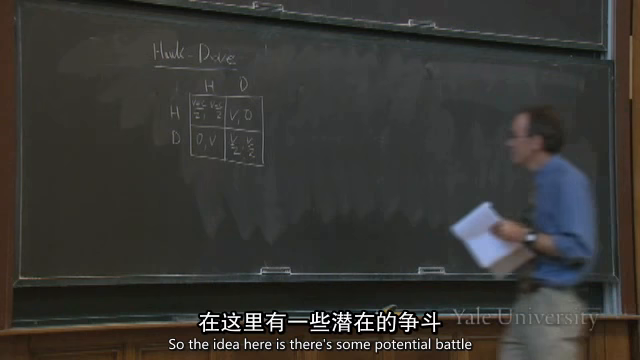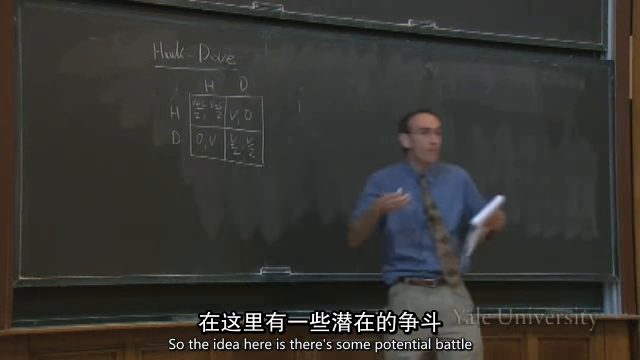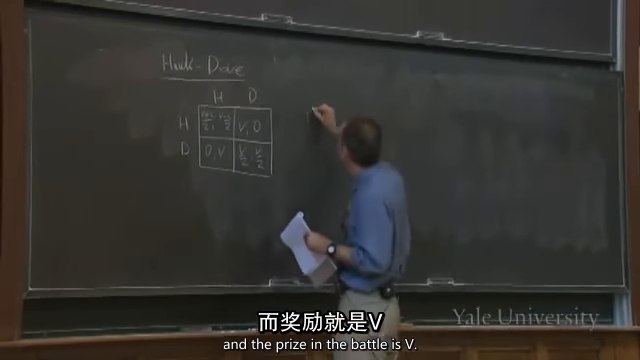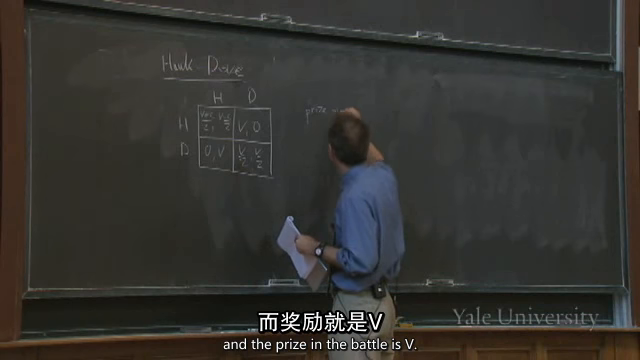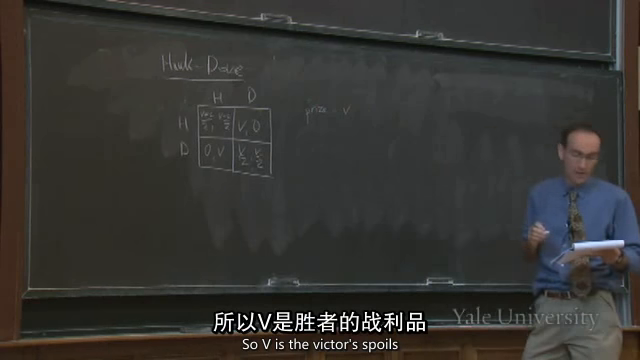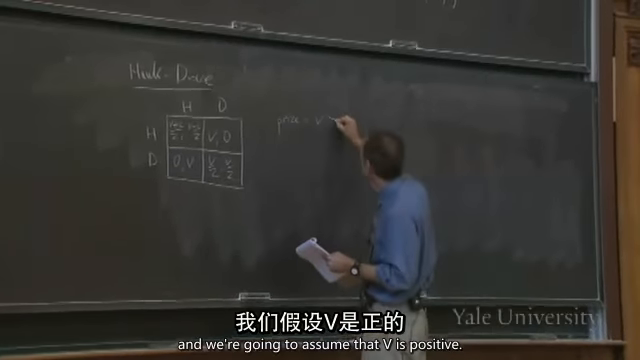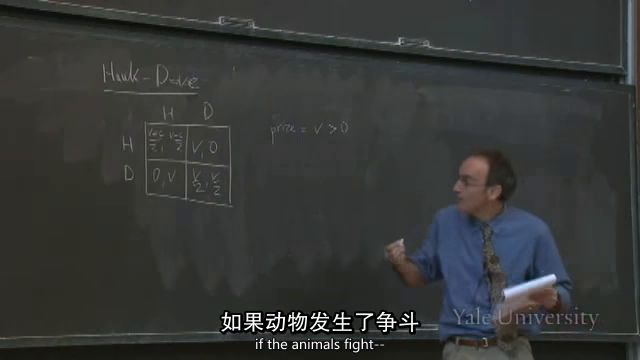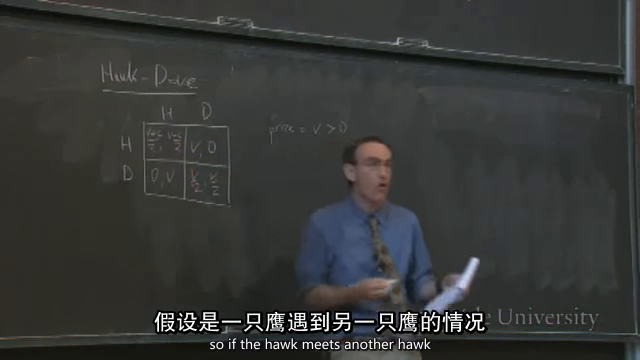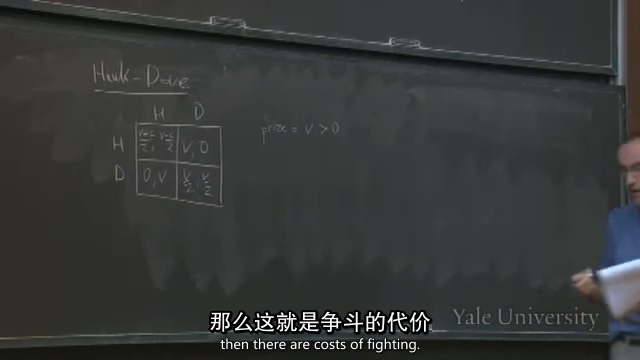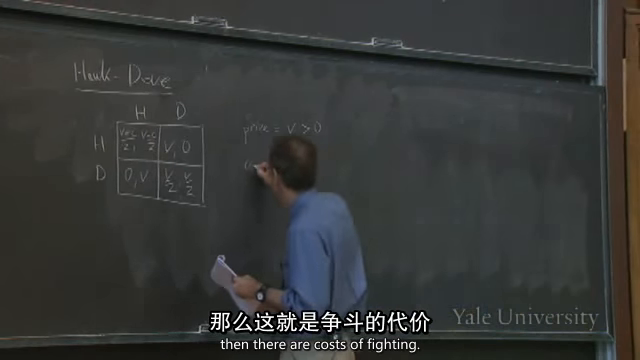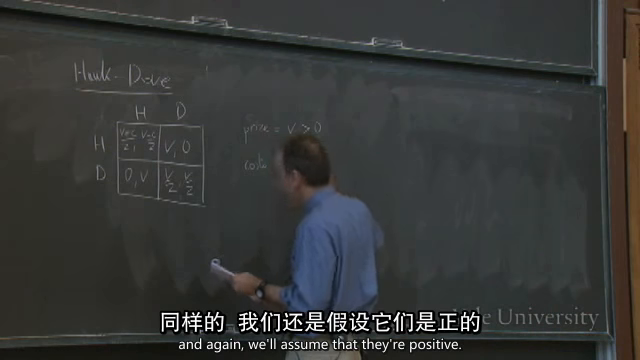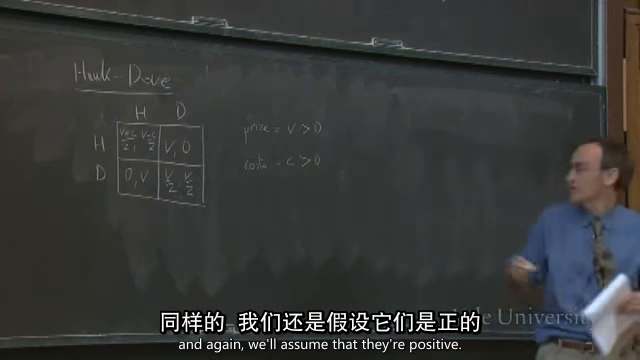Let's just talk about it a little bit. So the idea here is there's some potential battle that can occur among these two animals, and the prize in the battle is V. All right, so V is the victor's spoils, and we're going to assume that V is positive. Right? And unfortunately, if the animals fight, so if the hawk meets another hawk and they fight one another, then there are costs of fighting. So the costs of fighting are C, and again, we'll assume that they're positive. Right? So this is the cost of fighting.